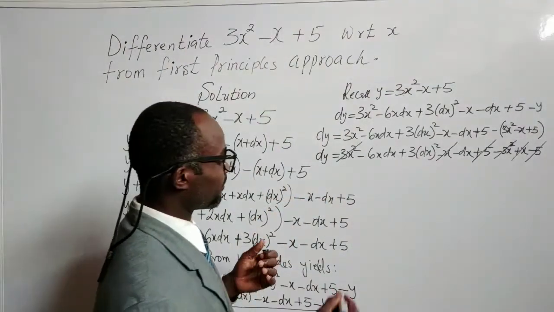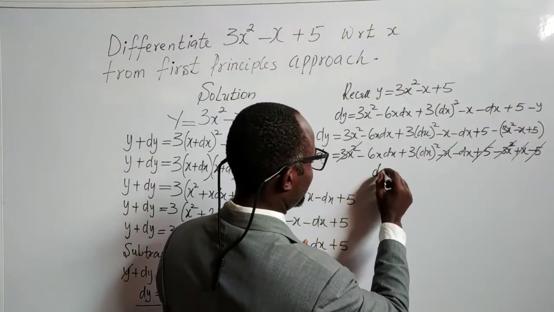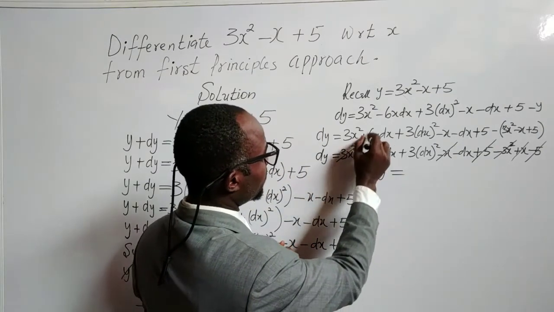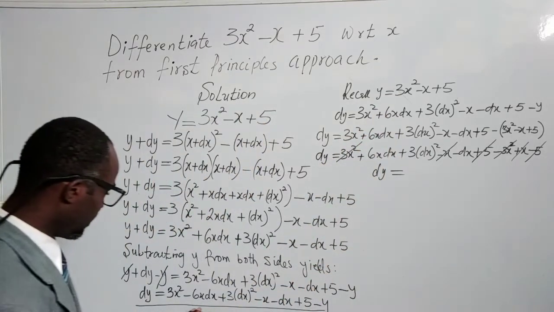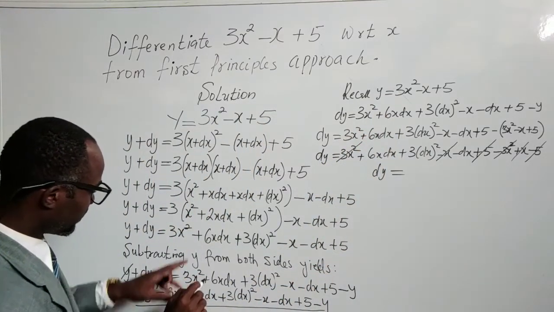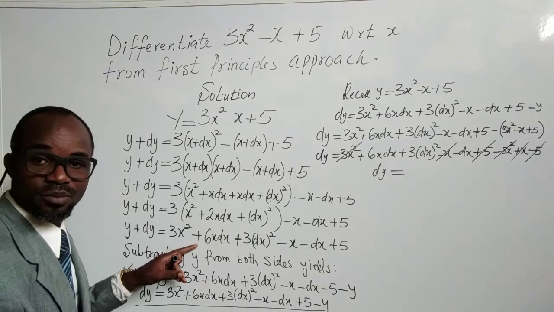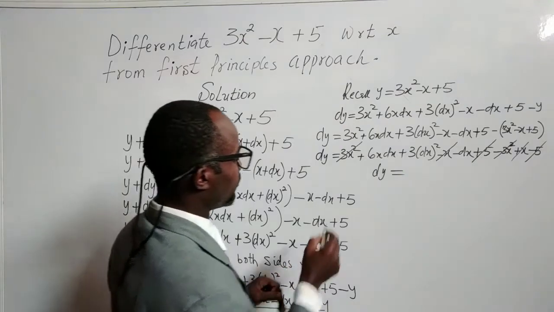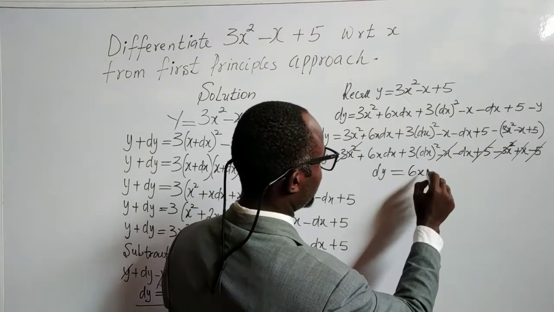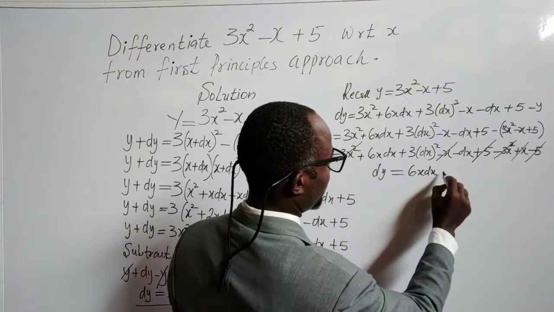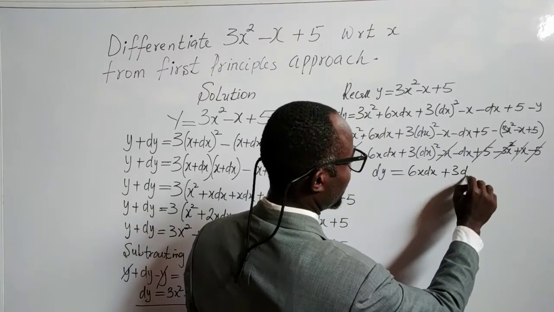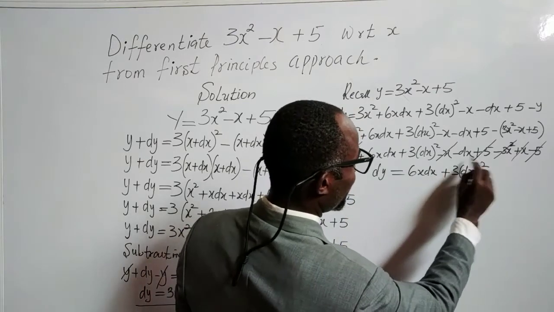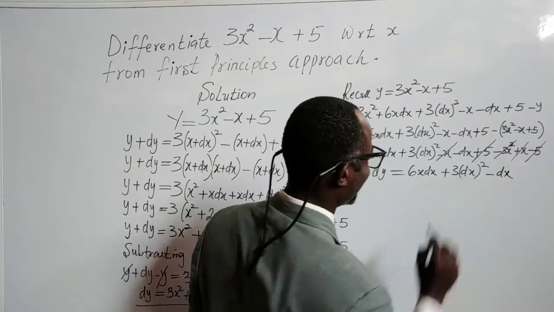The next thing is you have dy is equal to, what is remaining? Sorry, this is plus, not minus. This is plus. From the beginning, it's been plus. All right? Look at it. From the beginning, it's plus, not minus, please. It has been corrected now. So we have 6x dx, right? Plus 3 dx squared, right? And what is remaining again? Minus dx. Minus dx. All right.